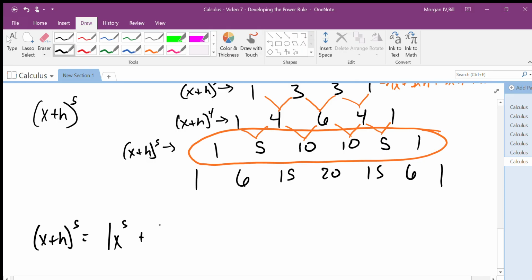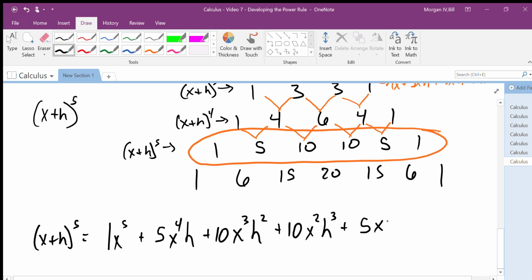Then plus 5, my x's will drop by a power. Now it's x to the fourth. And I'll have a single h to the first power. Plus 10, x to the third. Again, the exponents for x are decreasing by 1. The exponents for h are increasing by 1, so now I have h squared. Plus 10, again, x's go down by 1 in exponent, so now it's x squared. H is increased by 1 in exponent, therefore h cubed. Plus 5, x to the first, h to the fourth, plus 1, no more x's, h to the fifth.